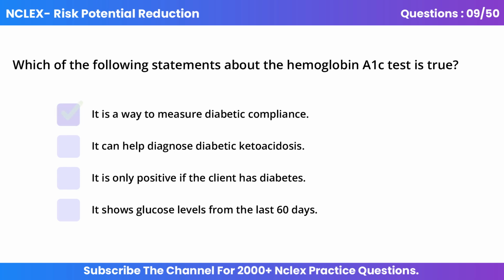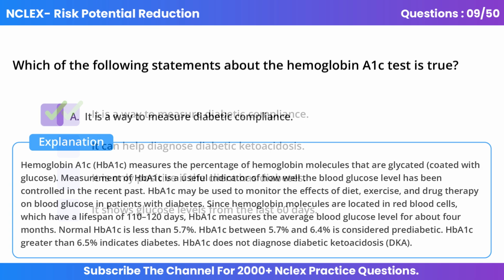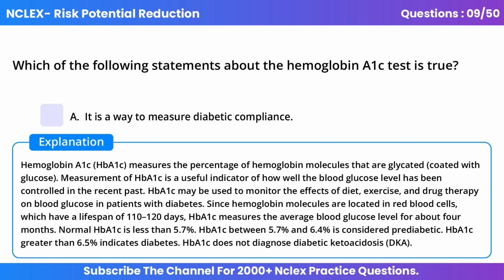A. It is a way to measure diabetic compliance. Hemoglobin A1C, HbA1c, measures the percentage of hemoglobin molecules that are glycated, coated with glucose. Measurement of HbA1c is a useful indicator of how well the blood glucose level has been controlled in the recent past. HbA1c may be used to monitor the effects of diet, exercise, and drug therapy on blood glucose in patients with diabetes. Since hemoglobin molecules are located in red blood cells, which have a lifespan of 110 to 120 days, HbA1c measures the average blood glucose level for about 4 months.